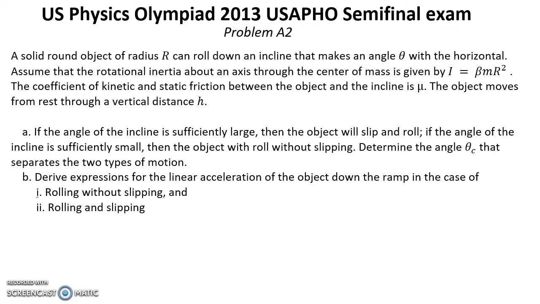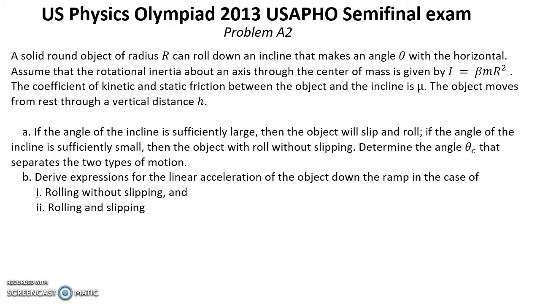A solid round object of radius r can roll down an incline that makes an angle theta with the horizontal. Assume that the rotational inertia about an axis through the center of mass is given by the formula I equals beta m r squared. The coefficient of kinetic and static friction between the object and the incline is mu. The object moves from rest through a vertical distance h.